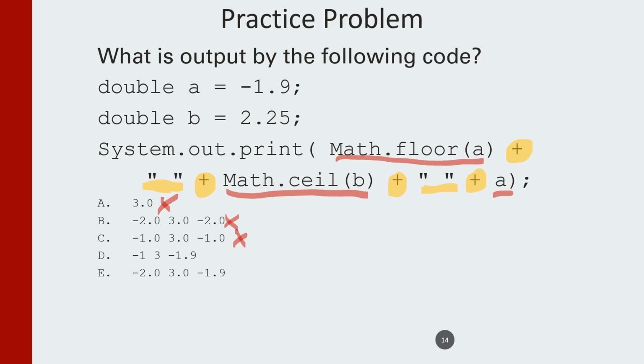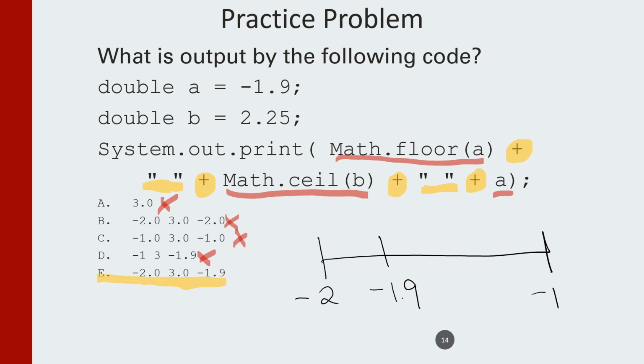Continuing on, though, can I find out something more with math.floor of A? Well, math.floor rounds a number down. And since this is a negative number, I know that negative 1.9 is between negative 2 and negative 1. So rounding down, I know it's going to be negative 2. And looking at these answers, that tells me D is not the answer because it gives me negative 1. So the answer will be E, negative 2.0, 3.0, and negative 1.9.